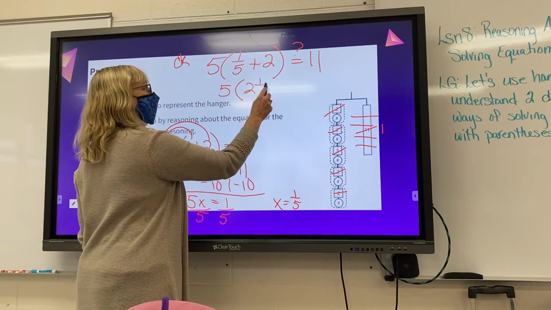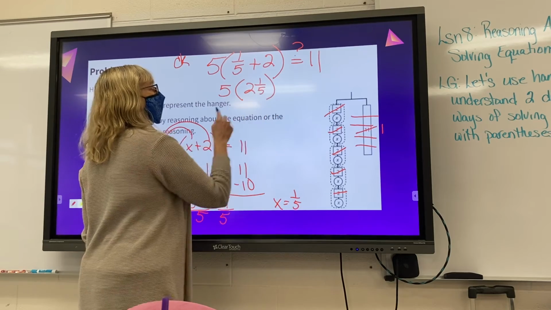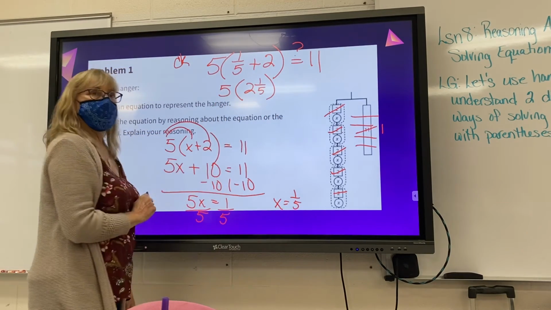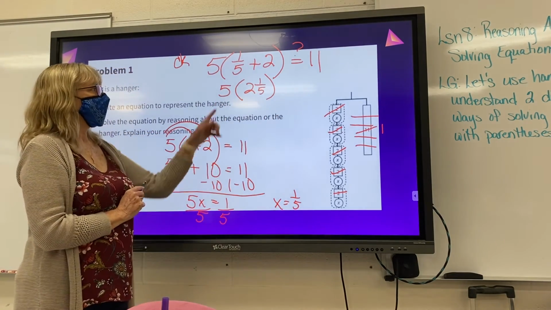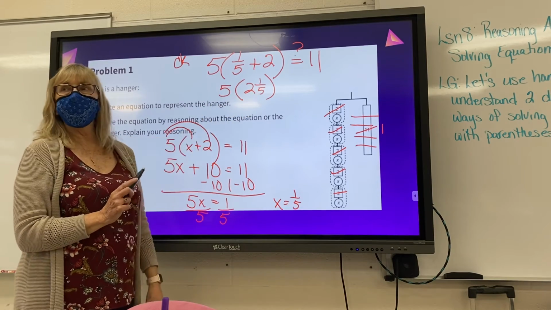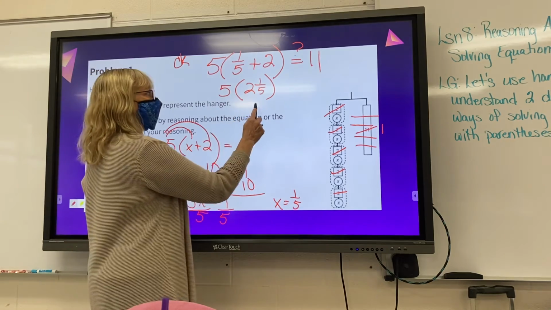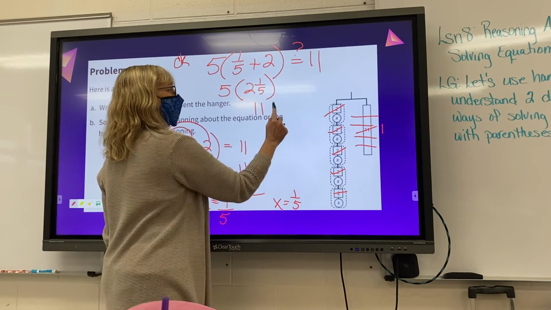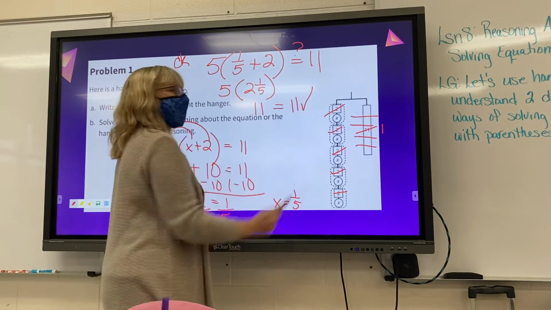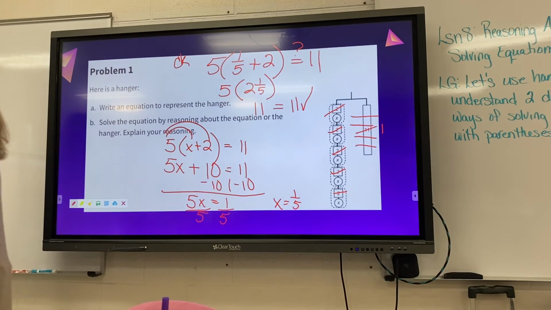2 and 1/5, right? Okay, 5 times 2 is 10, 5 times 1/5 is 1, 10 plus 1 is 11. Is that what I needed? Did we just prove that our solution is correct? Yes. That is always your last step, prove your solution is correct.